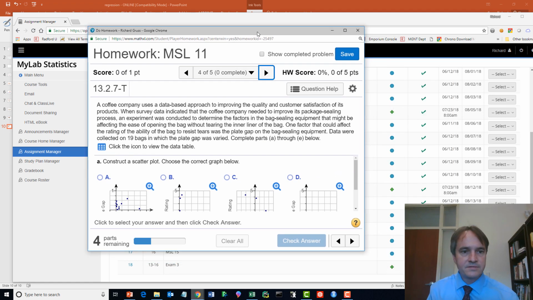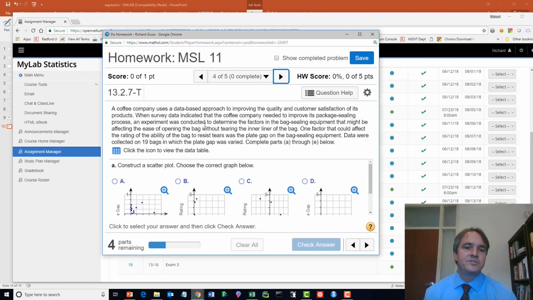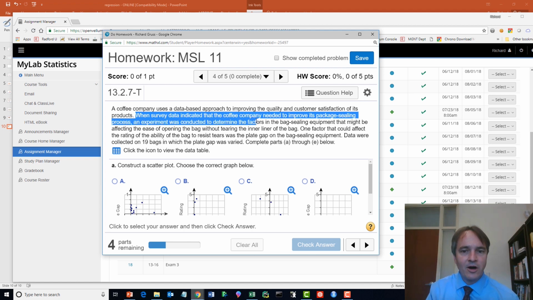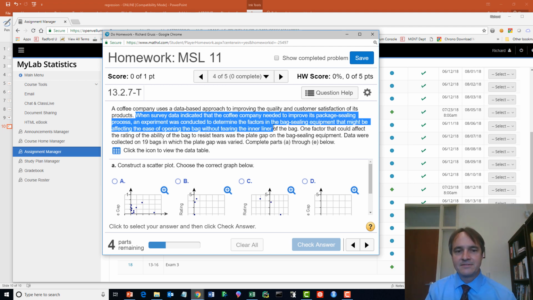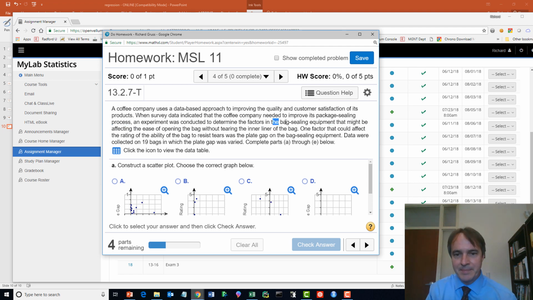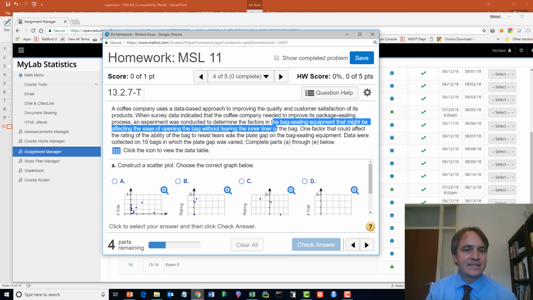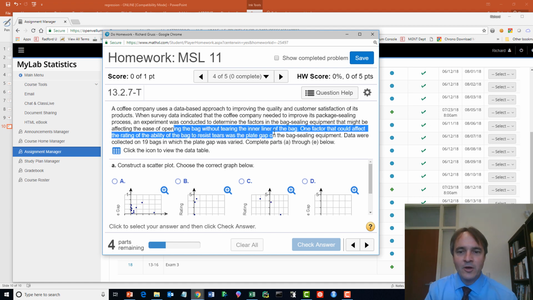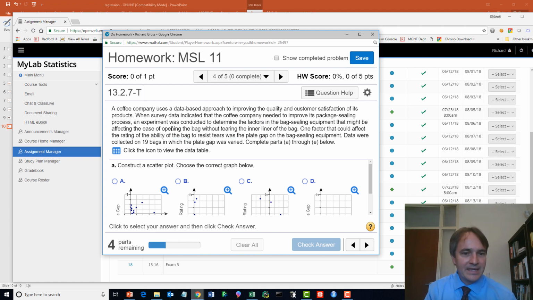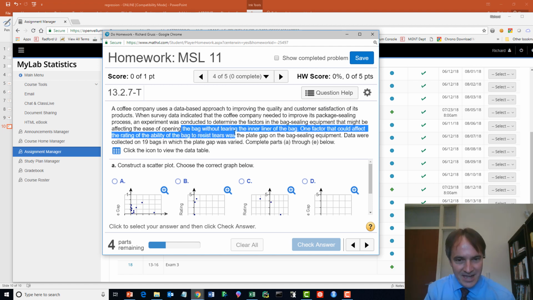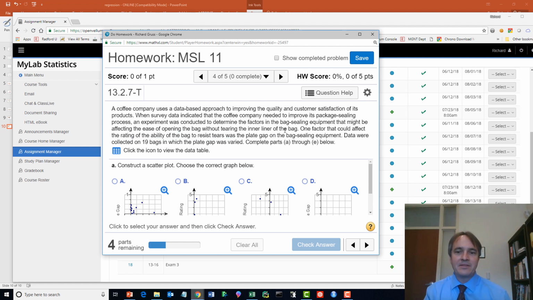asks you this. Okay, a coffee company uses a data-based approach to improving the quality and customer satisfaction of its products. When survey data indicated that the coffee company needed to improve its package sealing process, an experiment was conducted to determine the factors in the bag sealing equipment that might be affecting the ease of opening the bag without tearing the inner liner of the bag. One factor that could affect the rating of the ability of the bag to resist tears was the plate gap on the bag sealing equipment. Data were collected on 19 bags.